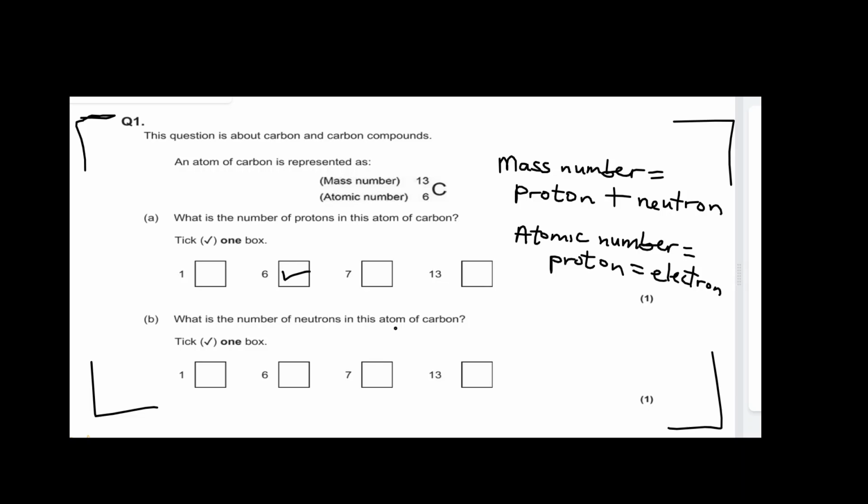What is the number of neutrons in this atom of carbon? So if I say that my mass number M is equal to the number of protons plus the number of neutrons, I know that the mass number is 13. I know that my protons are 6. So what would you add on to 6 to make 13? And that will be the number of neutrons, so I'll tick 7.